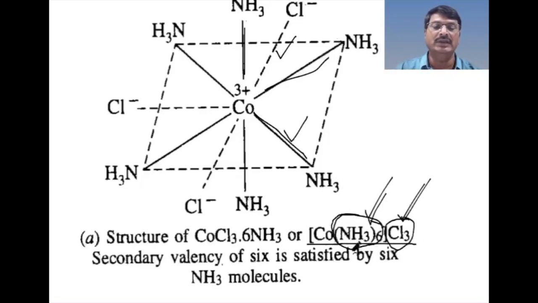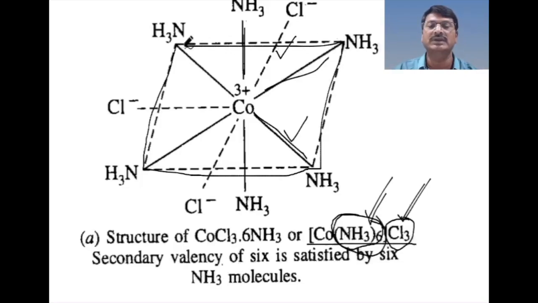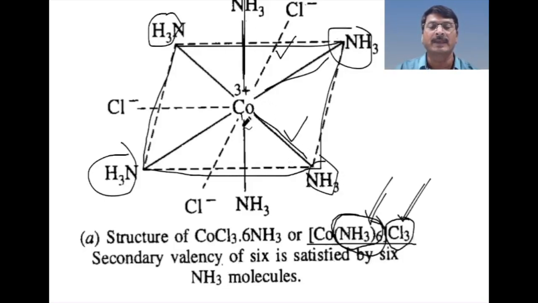And according to the number of ligands, the geometry of the compound will be determined. So in this compound, the total number of ligands is 6. That's why this compound is in octahedral shape. So octahedral is nothing but here a total of 4 ammonia molecules are present on the plane, this total 4, and one ammonia molecule is present above, another ammonia molecule is present below. That means the compound structure is octahedral shape.